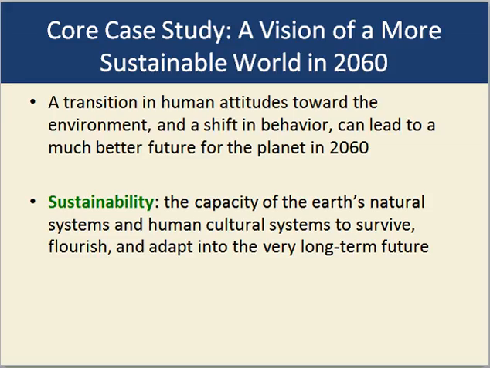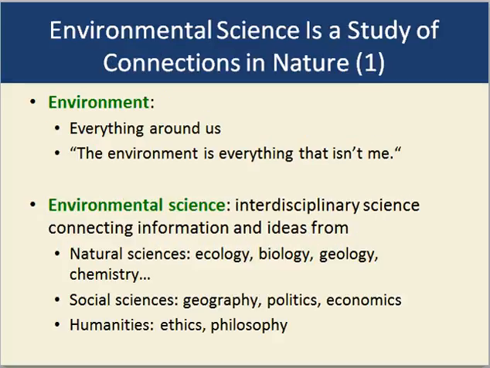You'll see all the key terms are highlighted in green, and you'll see the definition for sustainability and other key terms. This one is the capacity of the Earth's natural system and human cultural systems to survive, flourish, and adapt into the very long-term future. You'll also see that there's core case studies at the beginning of each chapter and throughout the chapters.